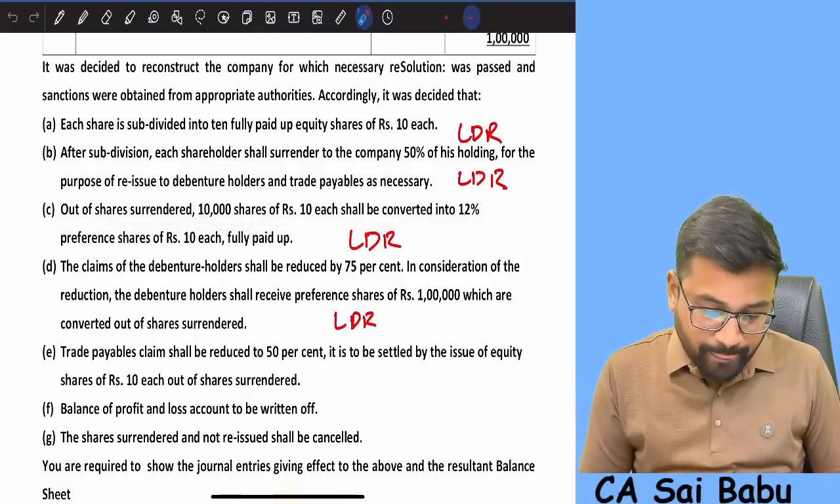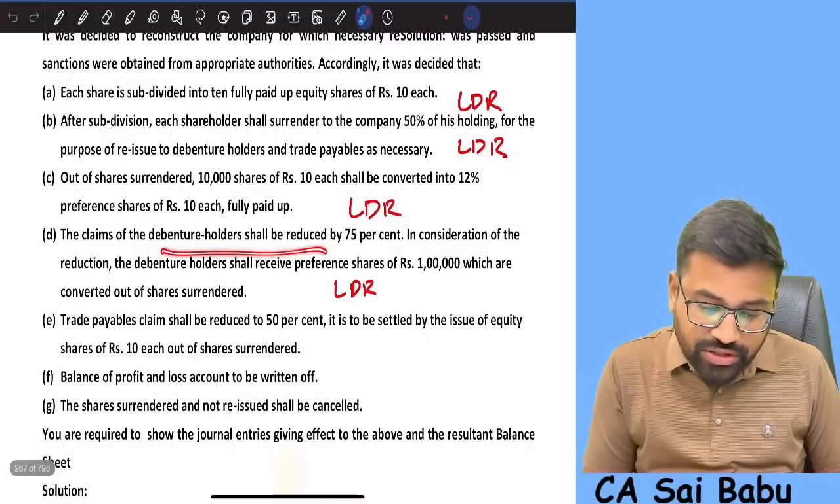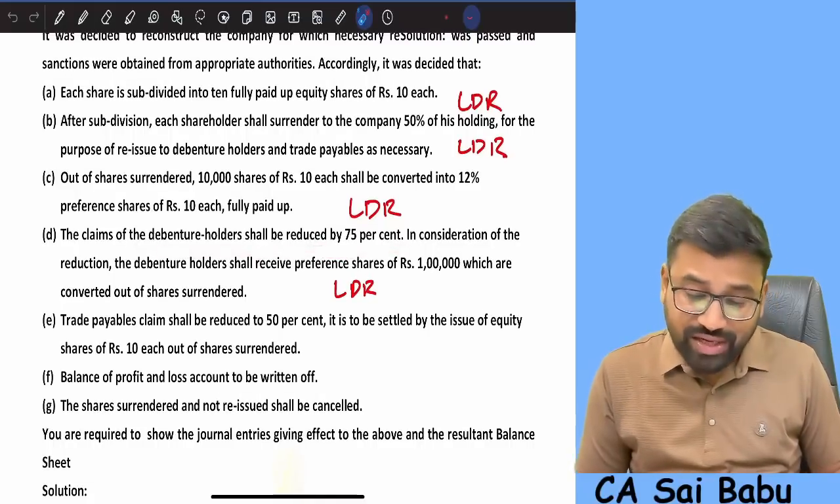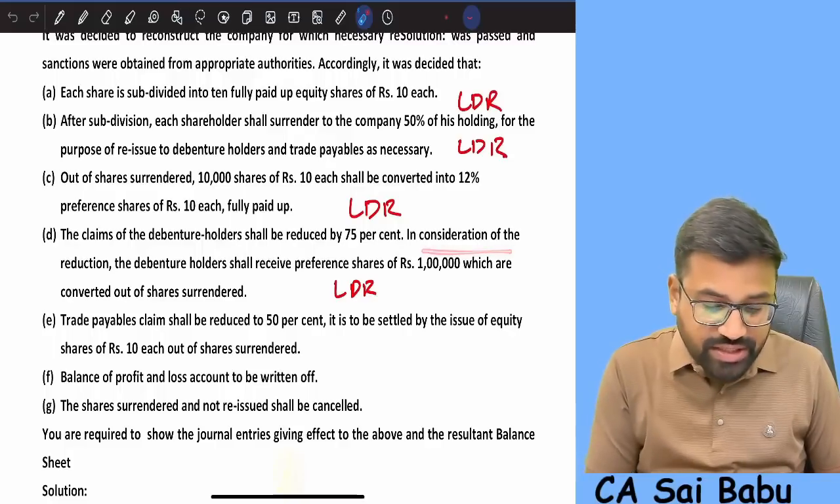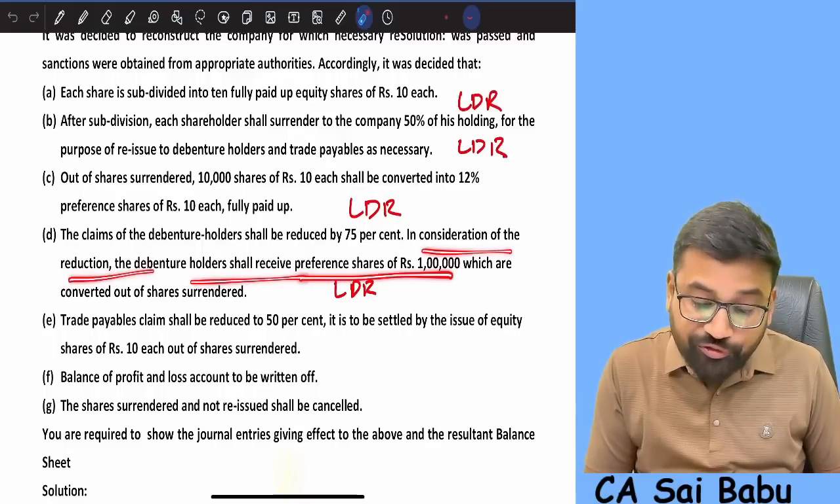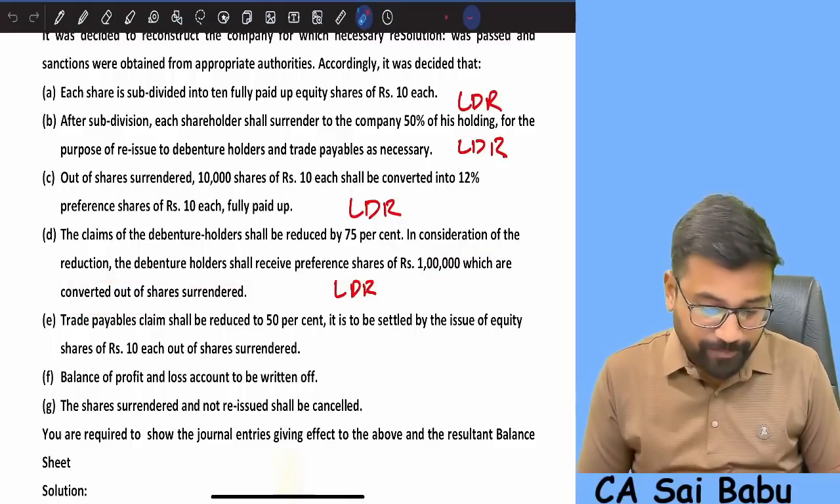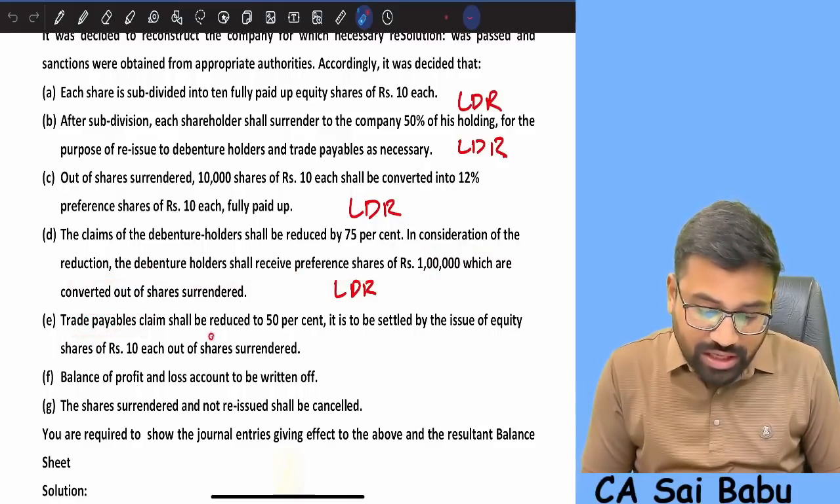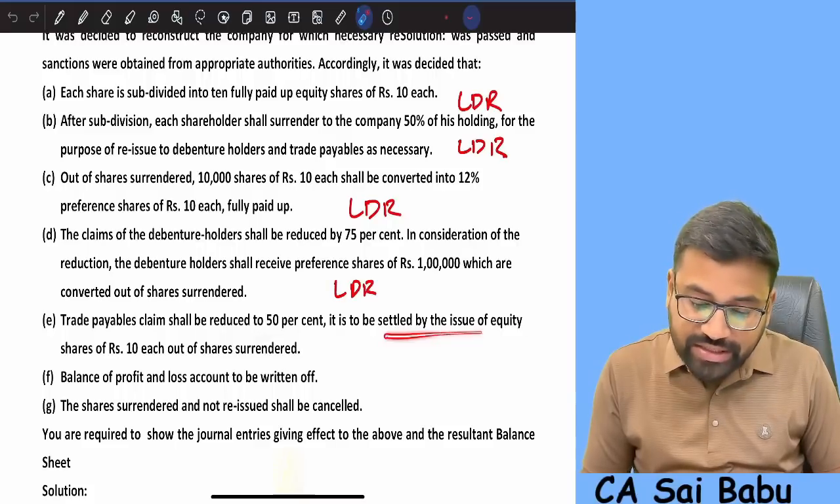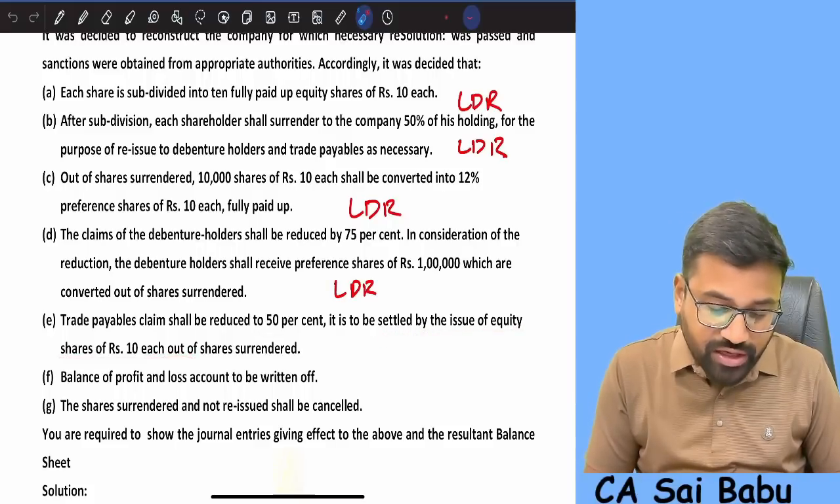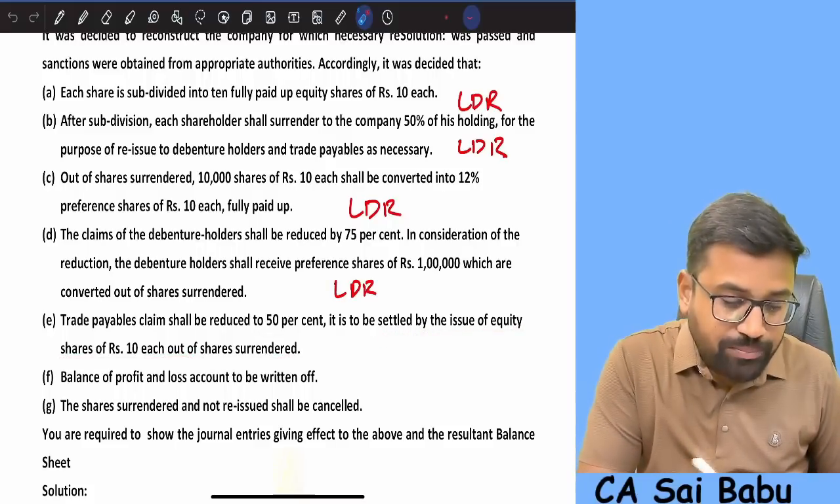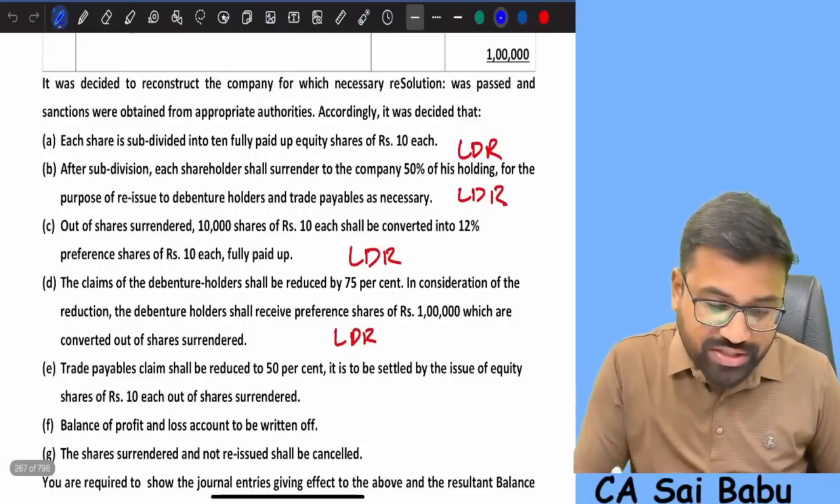And the claims of the debenture holders shall be reduced by how much? 75%. In consideration of the reduction, the debenture holders shall receive preference shares of 1 lakh, which are converted out of the shares surrendered. Trade payables' claim is reduced to 50% and it is settled by issue of equity shares of 10 out of the shares surrendered. So if you observe carefully, sir, in this question, what is happening?